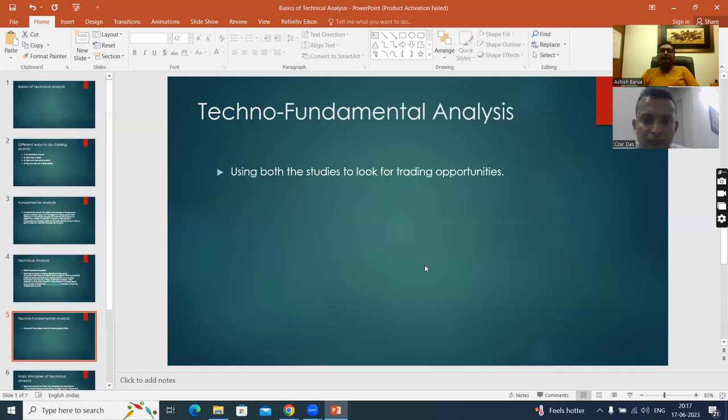And the third part is techno-fundamental analysis, where fundamental analysis is done, and on a short-term basis you take the help of technical analysis to take a decision whether to buy or not to buy, thereby looking for an opportunity to take a position or not. That is the techno-fundamental analysis.